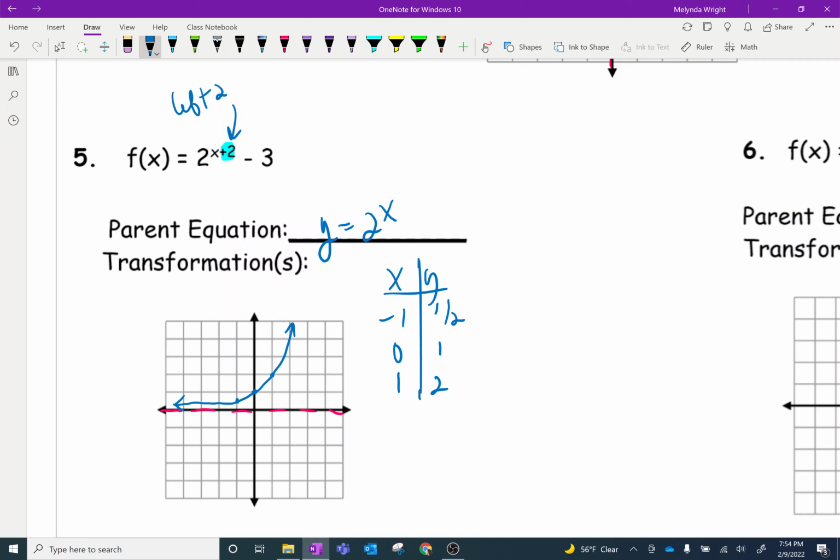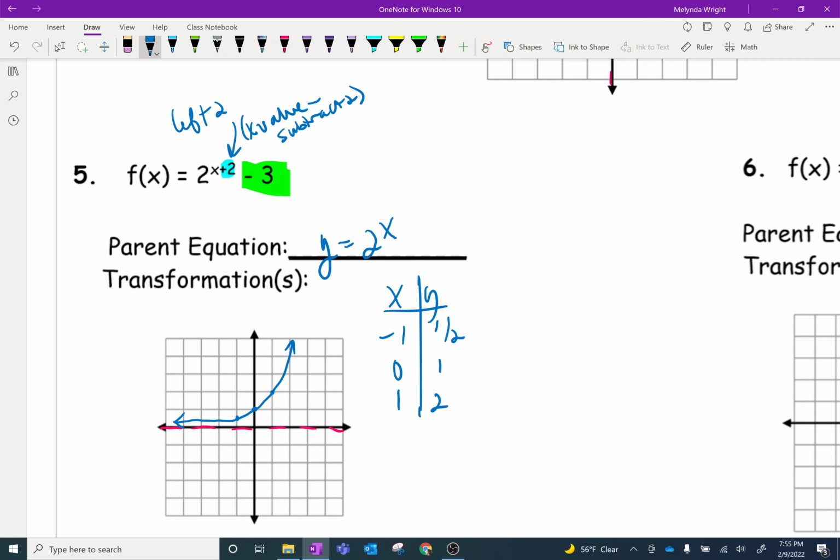So now let's look at this transformation right here. That's outside. It's not trapped up there with the x. So this is a y transformation. And y transformations are just so nice. It really does mean down 3, just like it looks, down 3. And so that affects the y value.